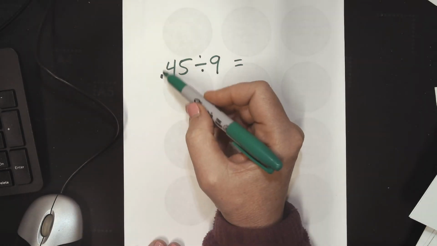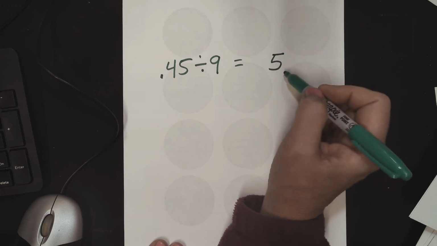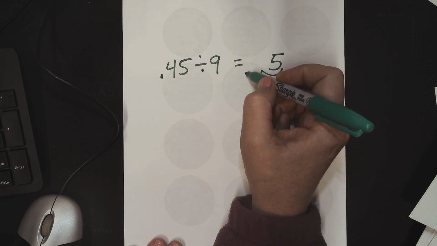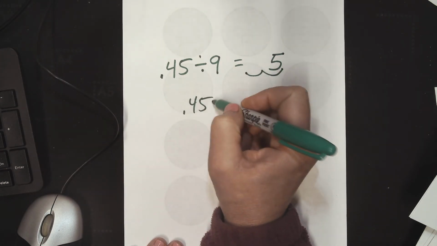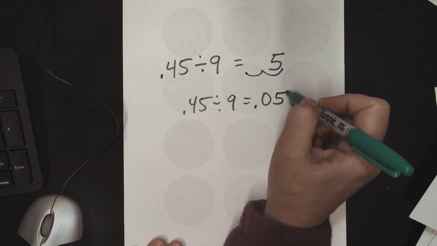What's my friendly number? 45 divided by 9 is 5. How many decimal places over? 1, 2, right? So 0.45 divided by 9 is 0.05.